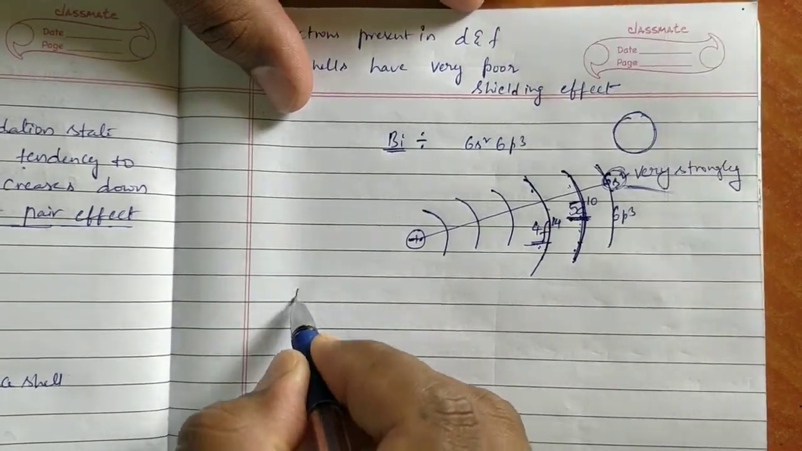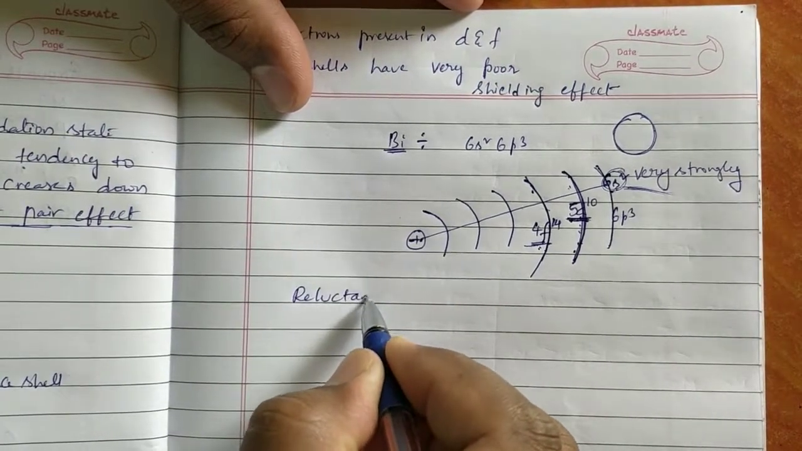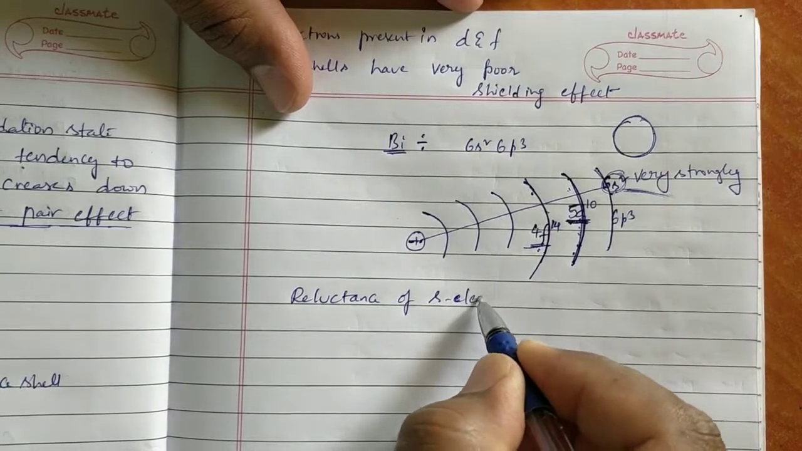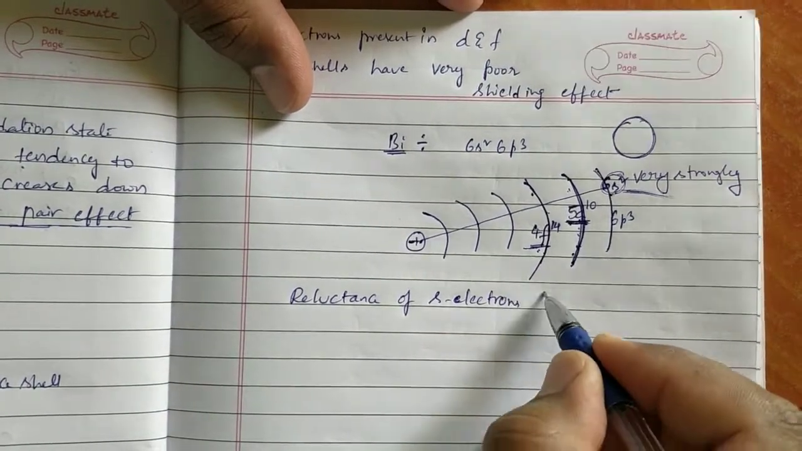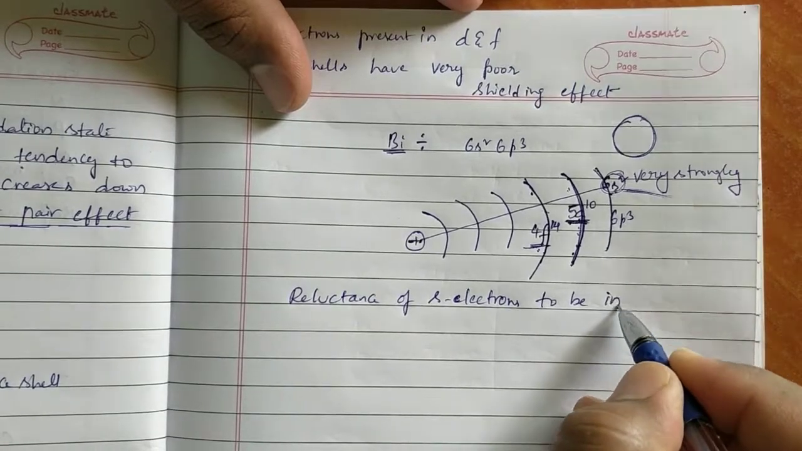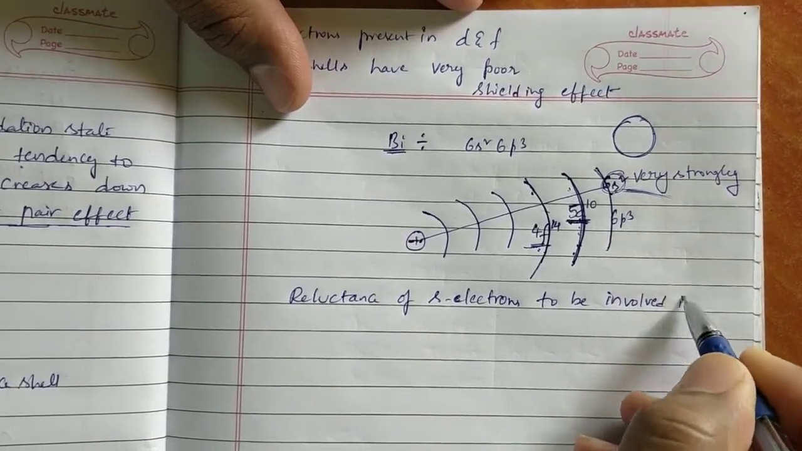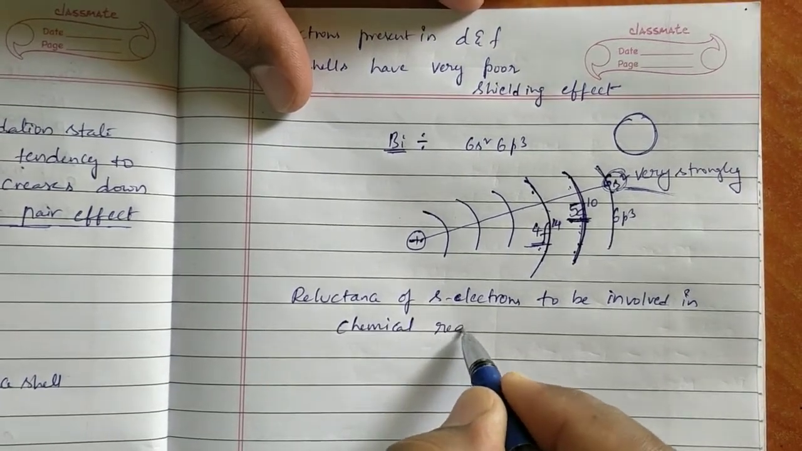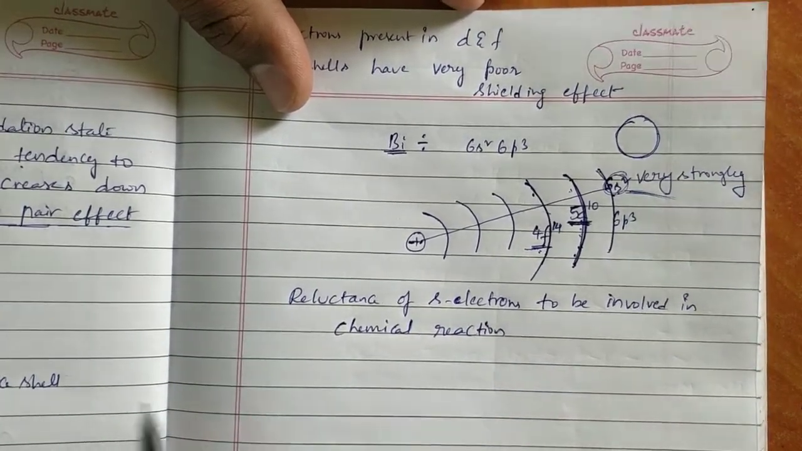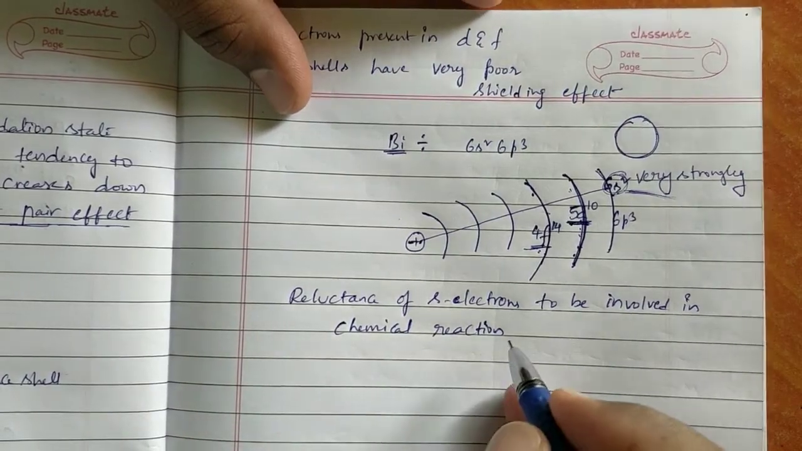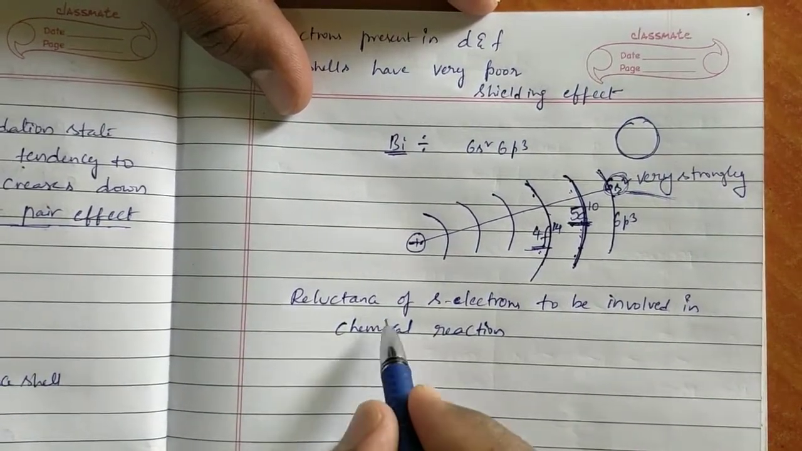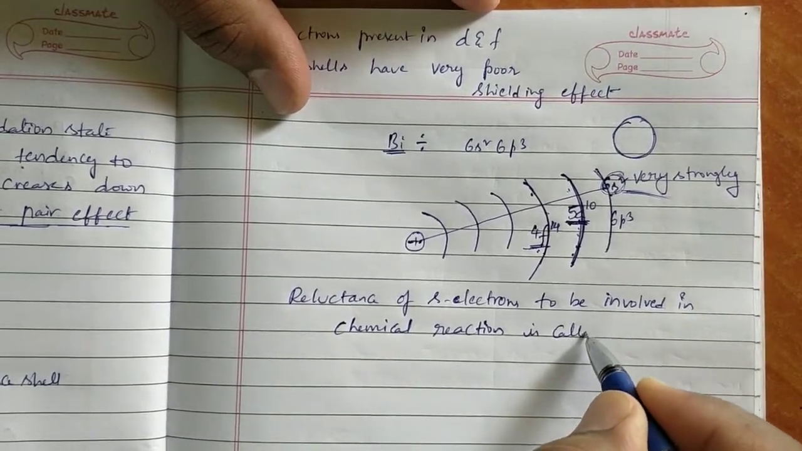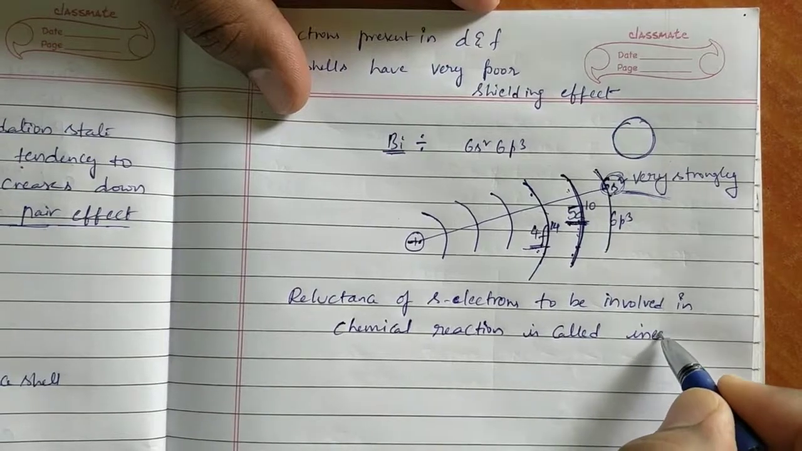Reluctance of s electrons to be involved in chemical reaction. Reluctance means opposition. They are not ready to be involved in chemical reaction. Reluctance of s electrons to be involved in chemical reaction is called inert pair effect.